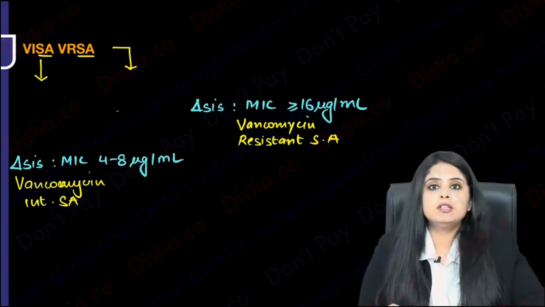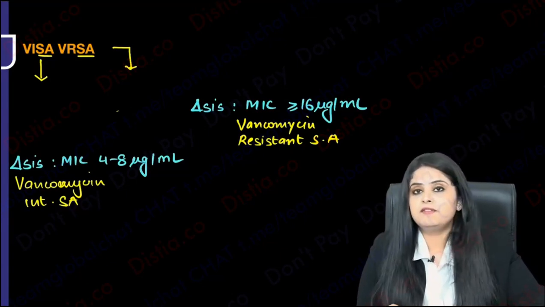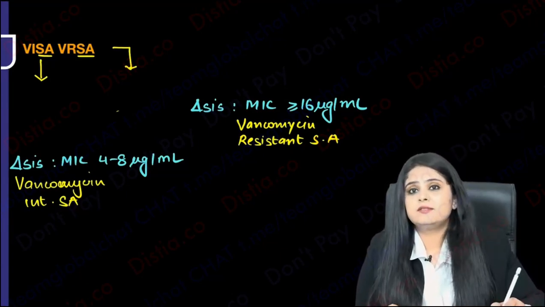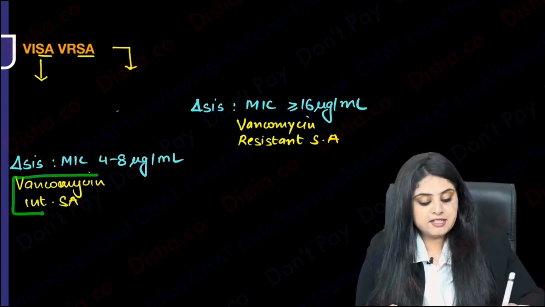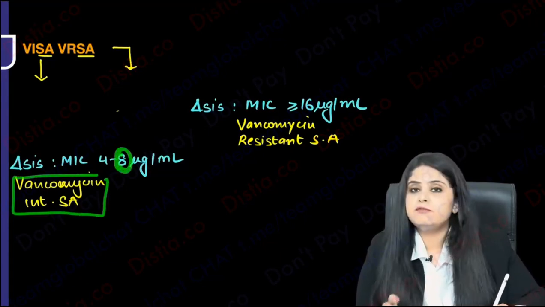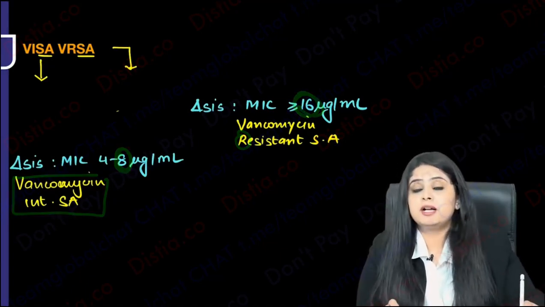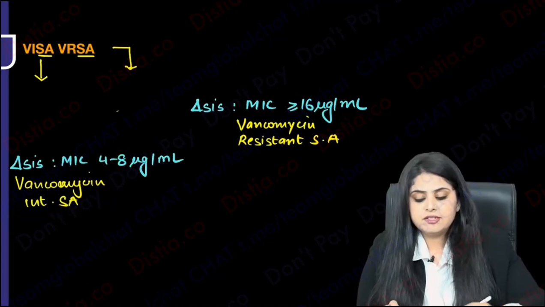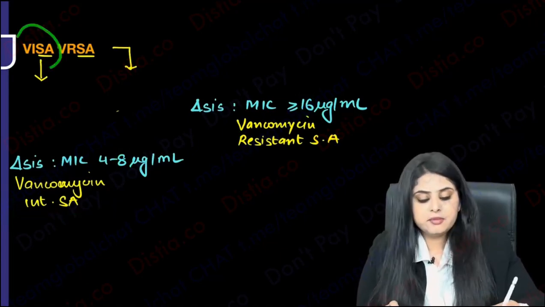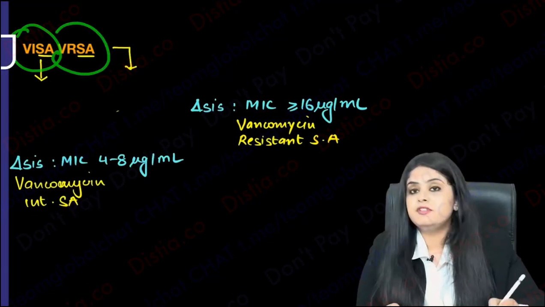So even if you don't learn the previous MICs, this you have to learn because this is a definition that has been put up by CDC. Remember, for VISA it has to be between 4 to 8, and for VRSA the MIC is almost double. It has become above 16. So what is the difference? How does the bacteria first become VISA and then VRSA?